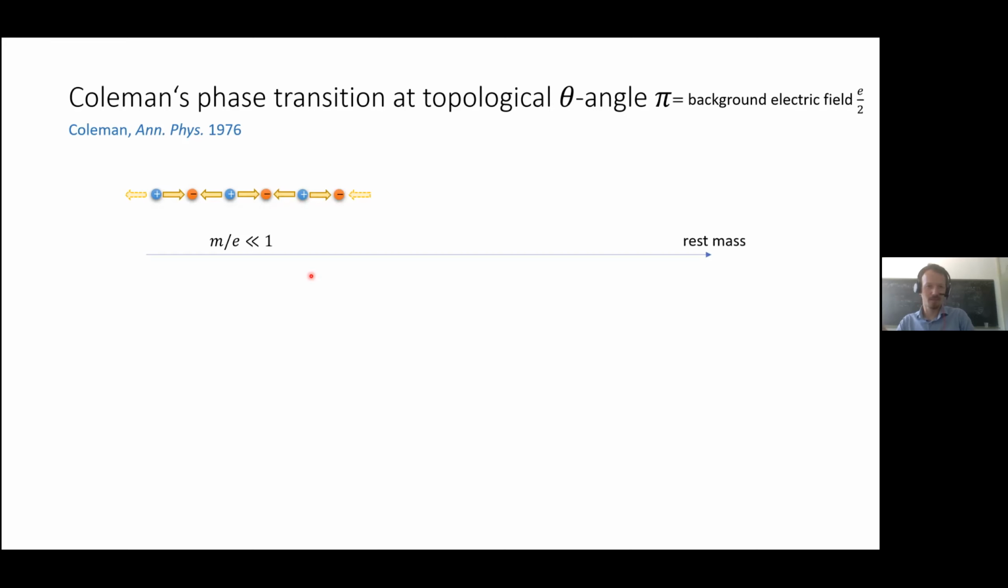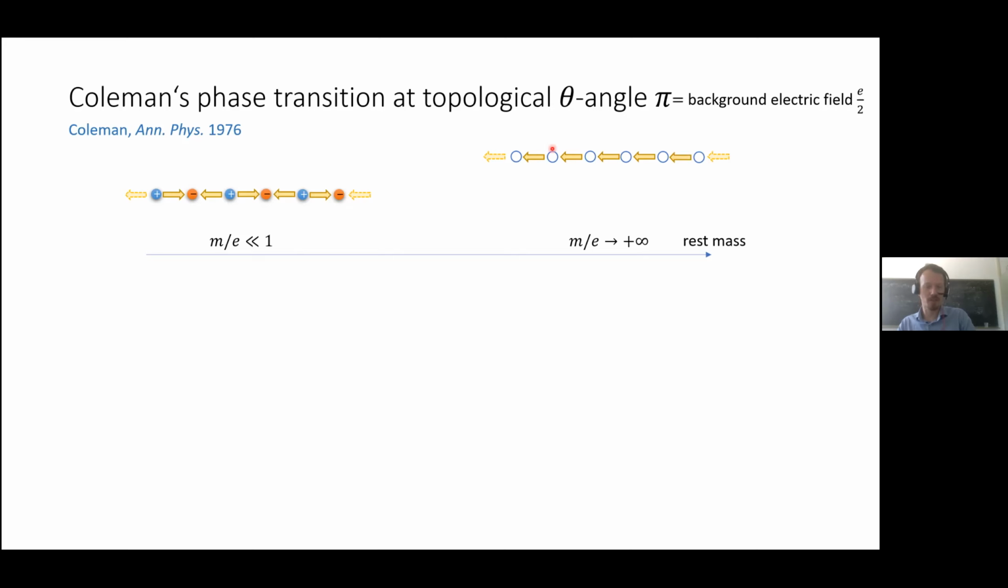Okay, but now we can see what happens if we increase the rest mass. Well, at some point, it's not favorable anymore to have different charges in there, so they want to annihilate each other, the electron and the positron, and so on. And so what we will get is just an empty system. And now this electric field can just pass through the system unhindered.